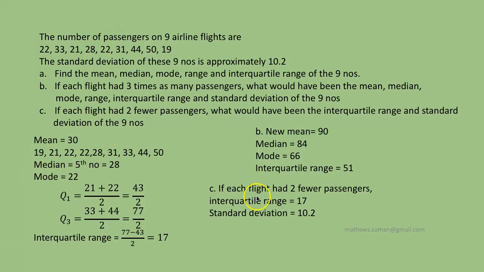If each flight had 2 fewer passengers, what would have been the interquartile range and standard deviation of the 9 numbers? If each flight had 2 fewer passengers, the interquartile range would remain 17 because each value is decreased by 2. So the highest and lowest value is also decreased by 2. Standard deviation is a measure of how spread out the observations are from each other. So since all the observations are decreased by 2, the standard deviation would remain the same, that is 10.2.